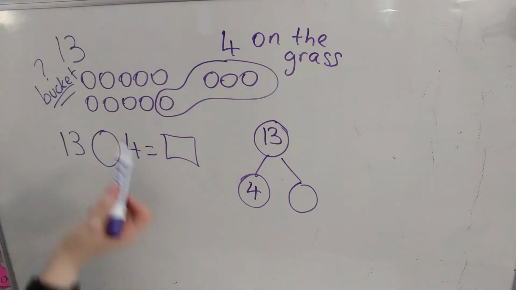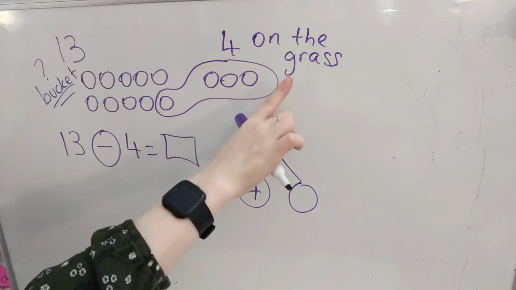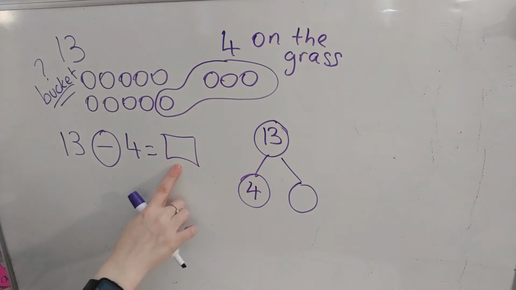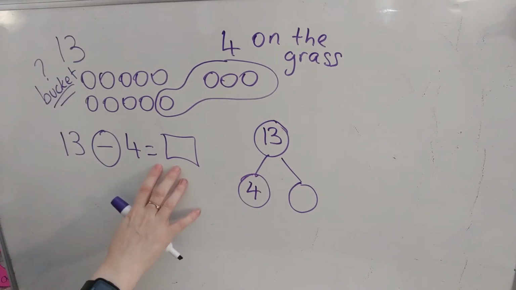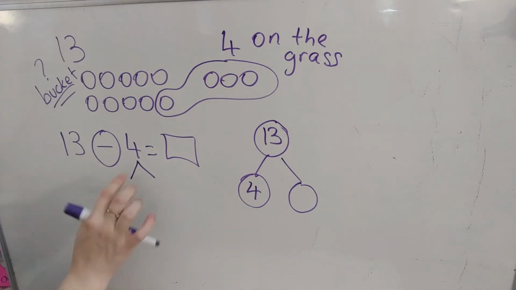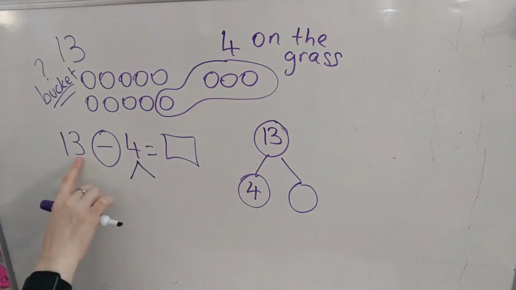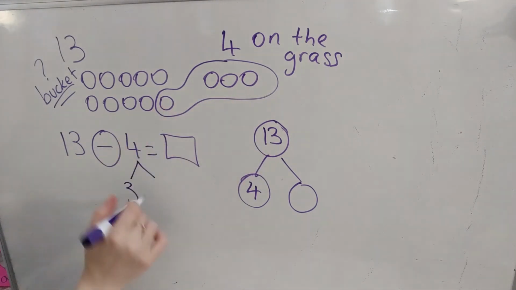So because we're taking away, we're going to write a minus symbol. And what are we taking away? The 4 that are on the grass to see how many are in the bucket. When we're subtracting, I want to take away from the ones first. This is a new method we learned. So I'm going to take apart the 4. Inside the 4, there is a 3 and a 1.